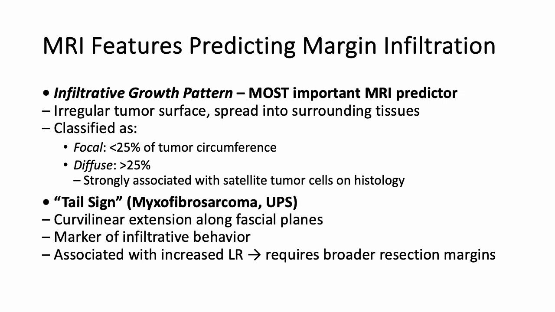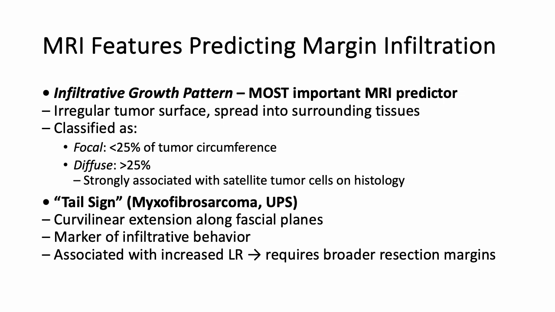So the infiltrative growth pattern is the most important MRI predictor for margin adequacy. Irregular tumor surface, they spread into surrounding tissue and may need a wider margin. There can be focal tumor or diffuse tumor, more than 25% diffuse, which is strongly associated with satellite tumor and histology. And another is the tail sign, which is seen in myxofibrosarcoma and UPS. I'll show it in the next slide.